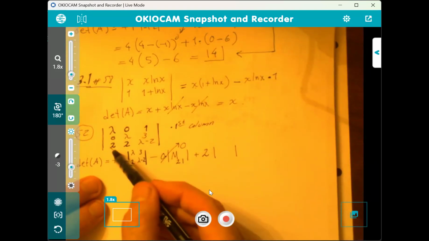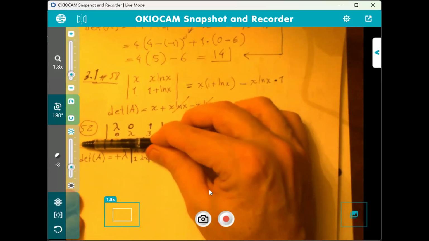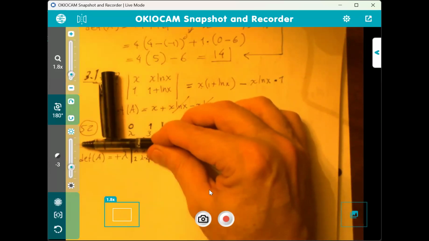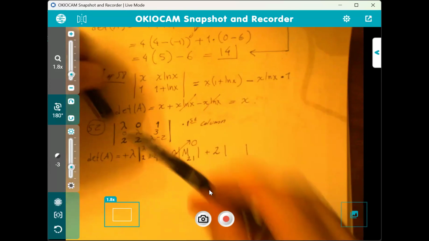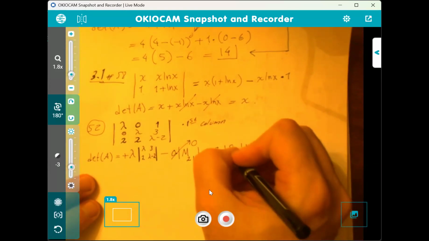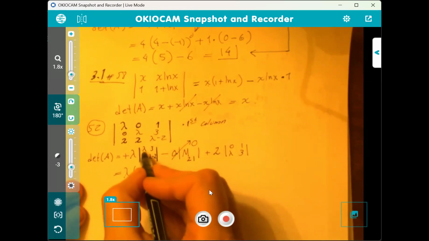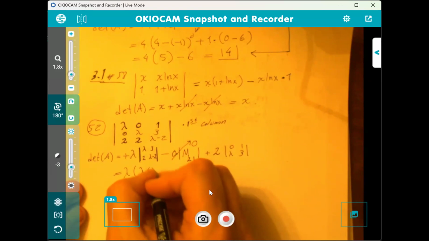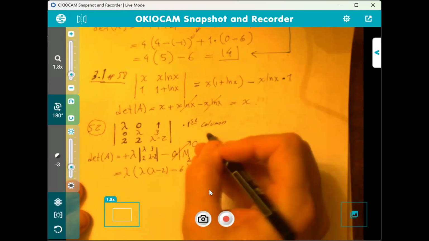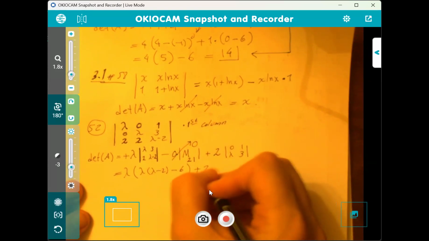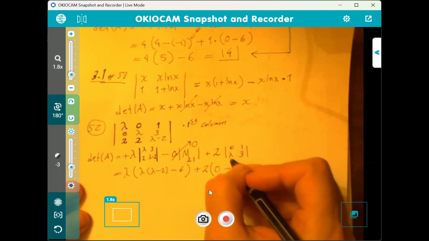And the minor of 2, you delete the column, delete the row. So what's left over when we do that? We have 0, 1, lambda, 3. So there you go, 0, 1, lambda, 3. And now the 2x2 determinants: lambda times lambda minus 2, minus 3 times 2 is 6. The middle is 0. The last one, plus 2 times 0 times 3 is 0, minus 1 times lambda is negative lambda.